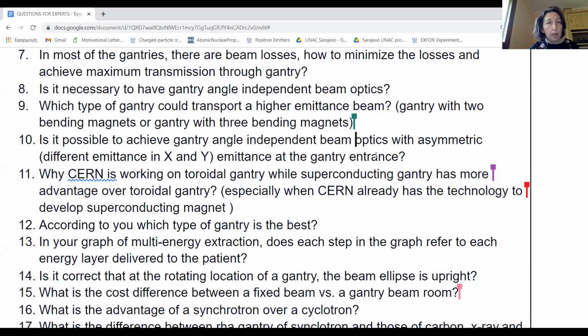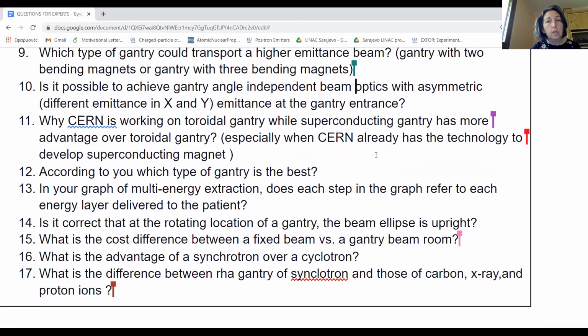I think I replied. In your graph of multi-energy extraction, does each step in the graph refer to each energy layer delivered to the patients? Yes. So every step is a different energy layer.